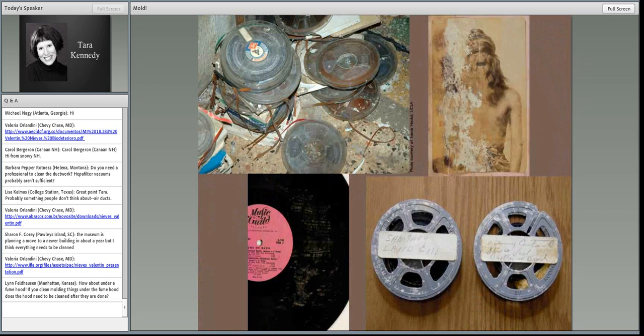So we have a couple others here, and some other random examples. They can grow on microfilm reels, like you see at the bottom of your screen there. It can grow on paper. It can grow on the surface of particular sound recordings. It really doesn't have a particular favorite.